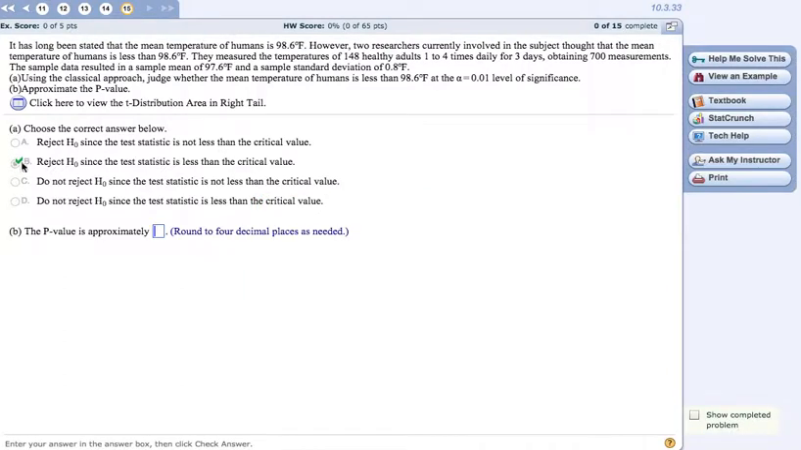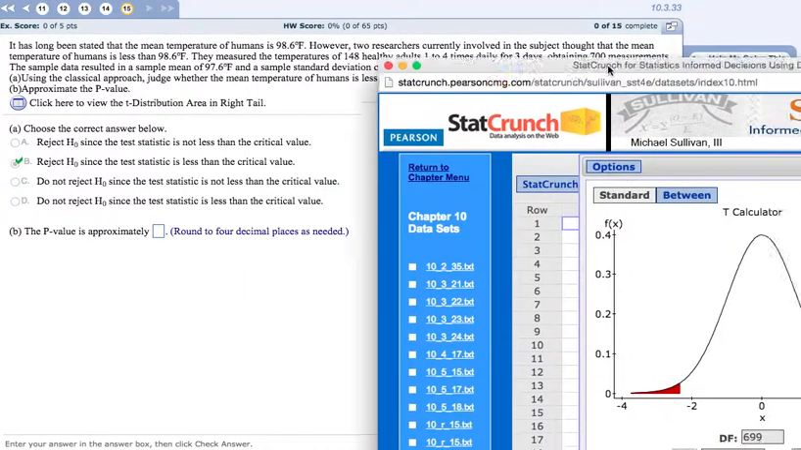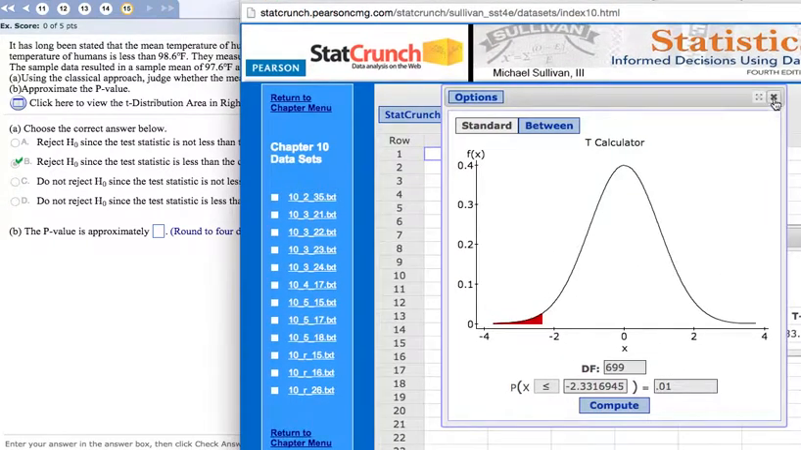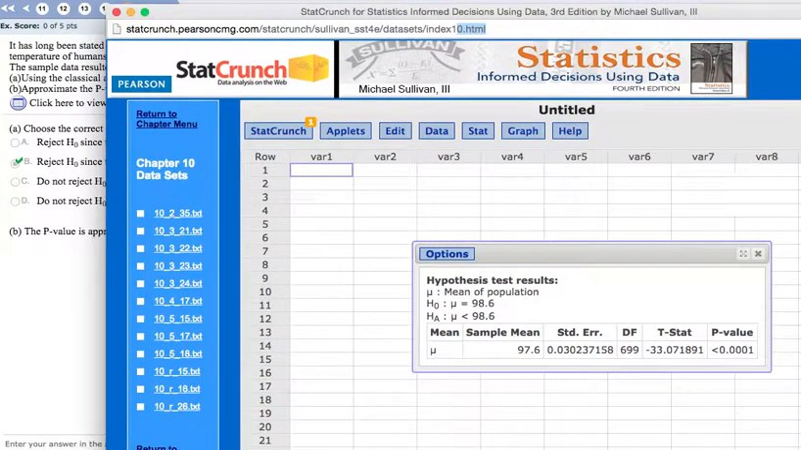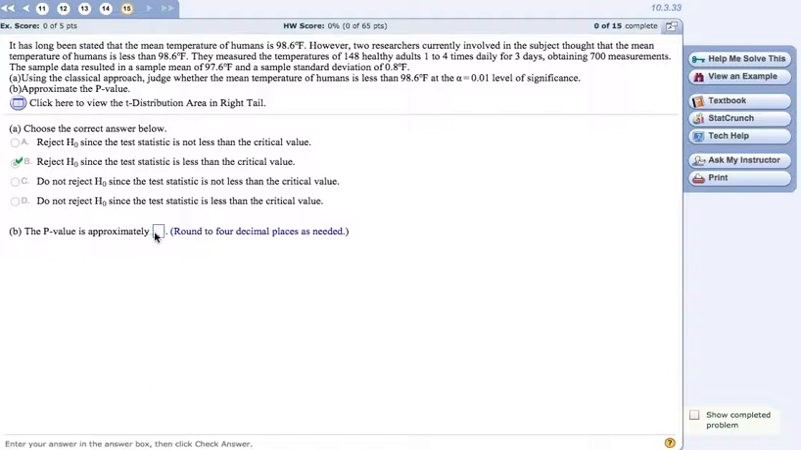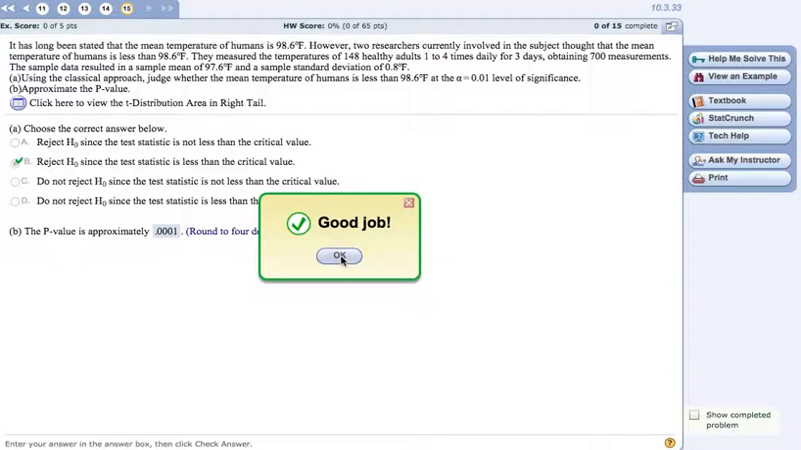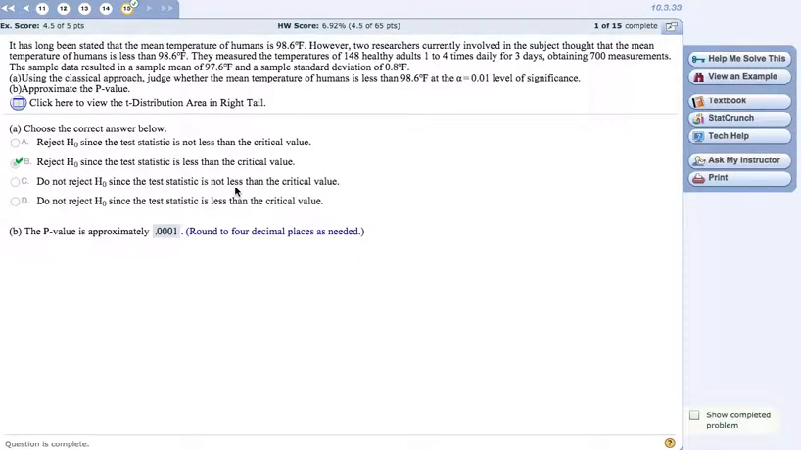And that looks good. And then the p-value is approximately, I think it was 0.0001. Yeah. So it's very small. So it's way down in that rejection region. And that's it. So we reject the null on both the classic and p-value approach.